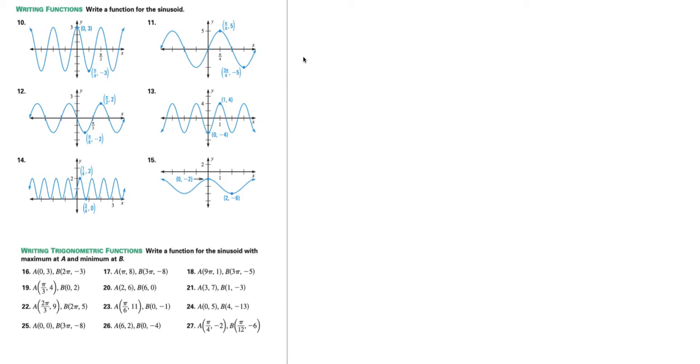Alright, we're going to have a look at questions 10 to 15 and try to write a trig function to model these sinusoidal waves. Question 10 we went through, so I won't go through it again, but I'm going to give you an alternative answer for question 10. So let's have a look at question 10 over here.